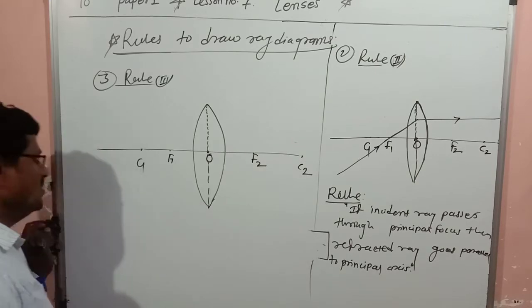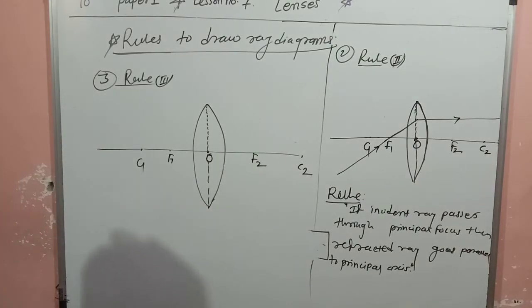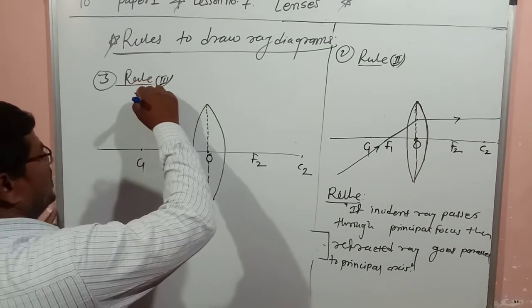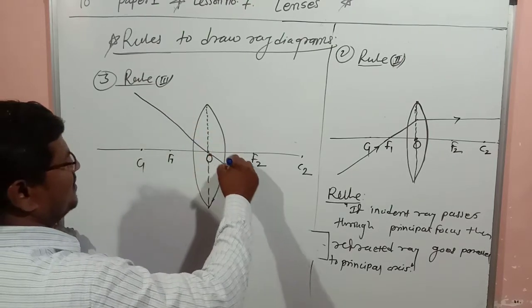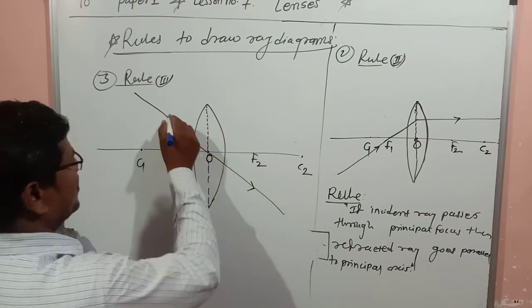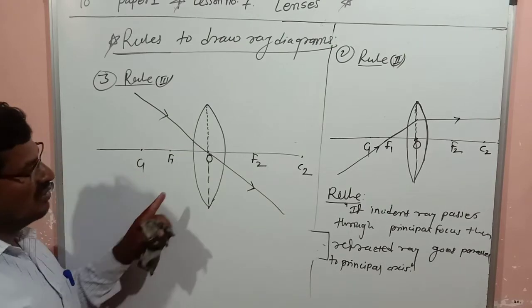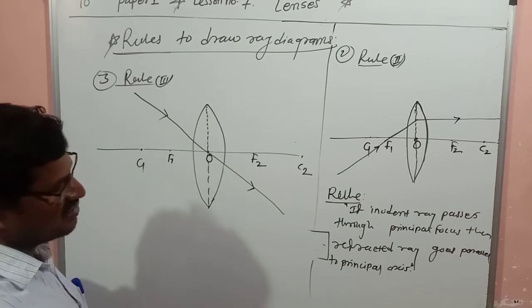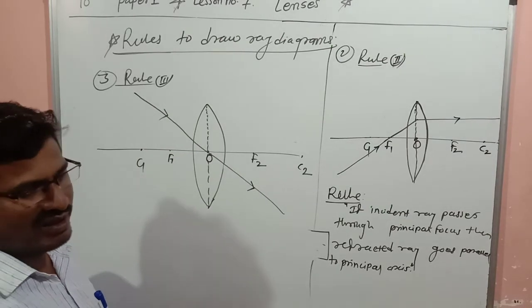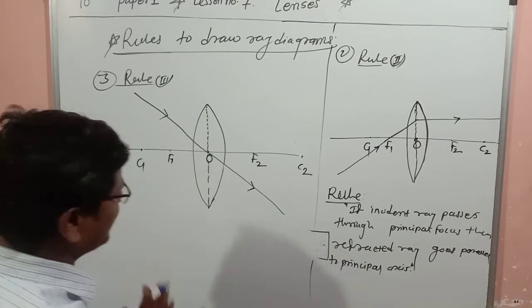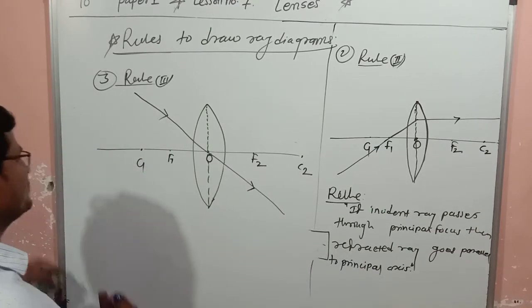Exactly at the midpoint here will be F1, and exactly at the midpoint here will be F2. But according to the third rule, if the incident ray is passing through the optical center, then it does not change direction. The refracted ray does not change direction. The refracted ray goes straight.